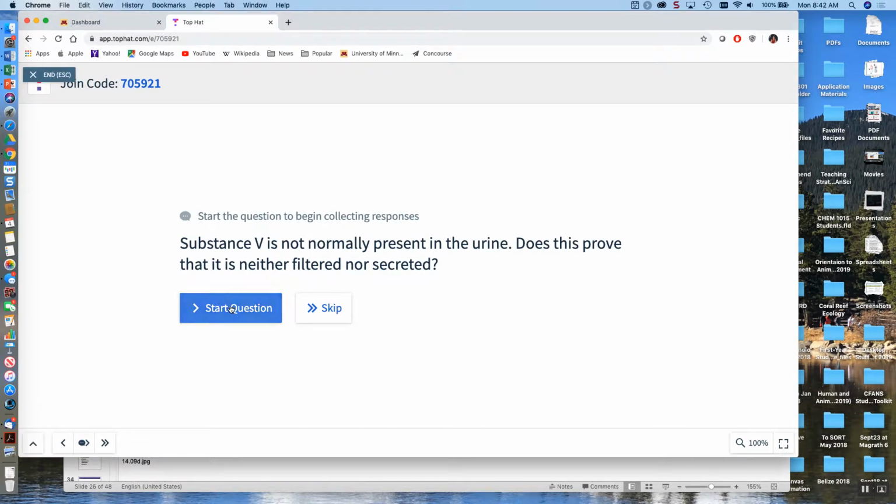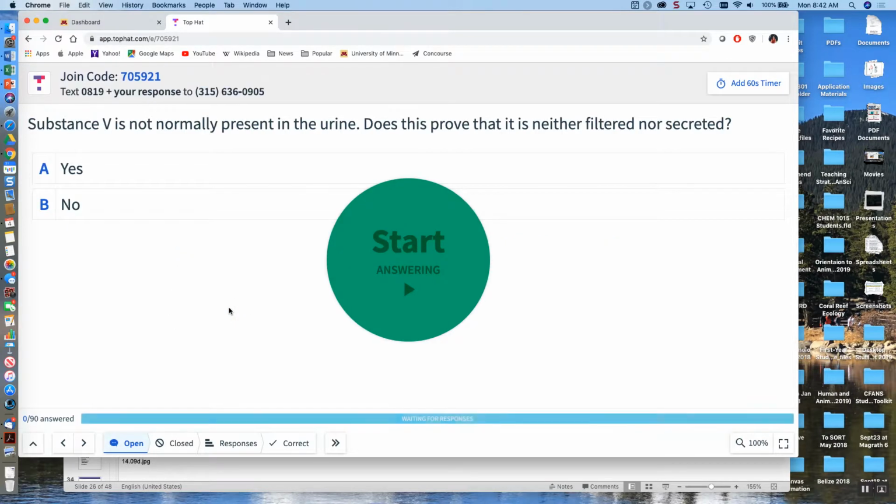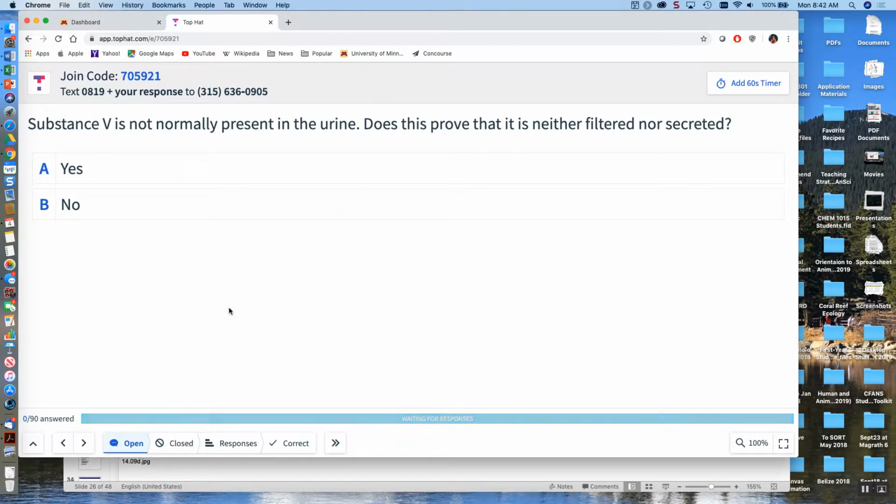Substance V is not normally present in the urine. Does this prove that it's neither filtered nor secreted? Substance V is not normally present in the urine. What could be happening? Does this prove that it's neither filtered nor secreted?